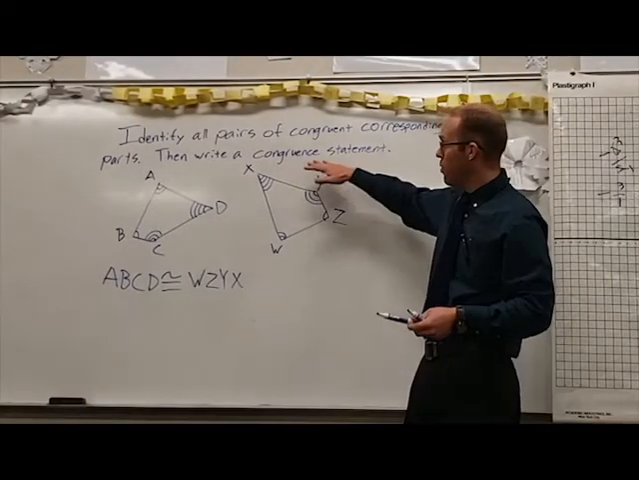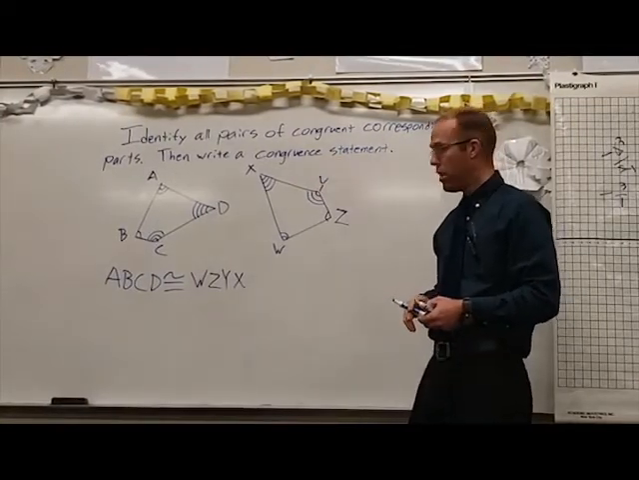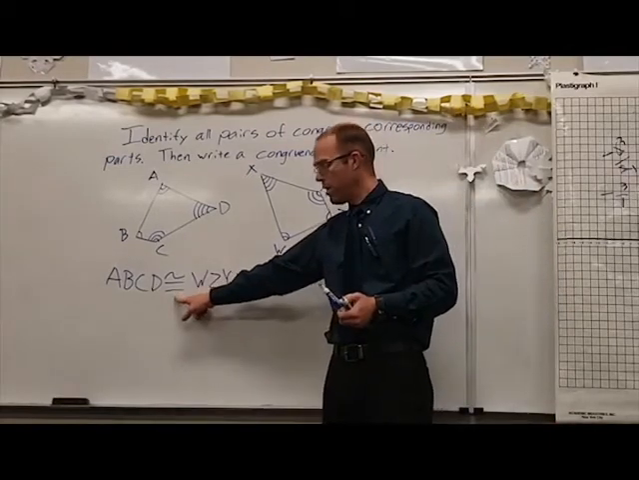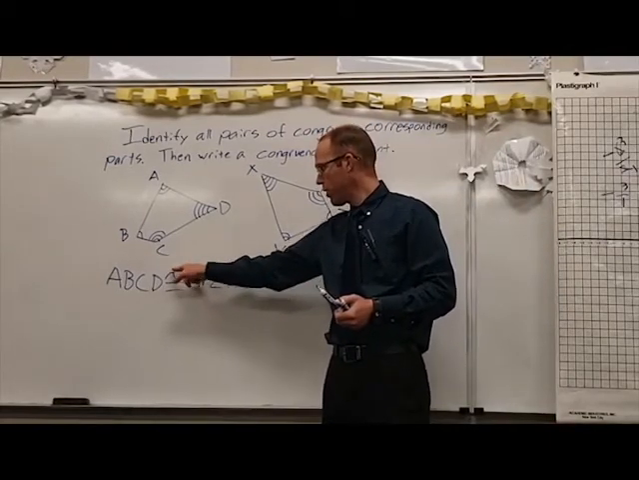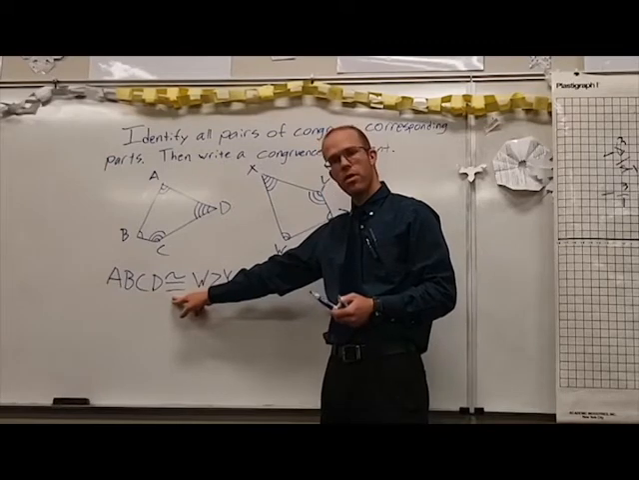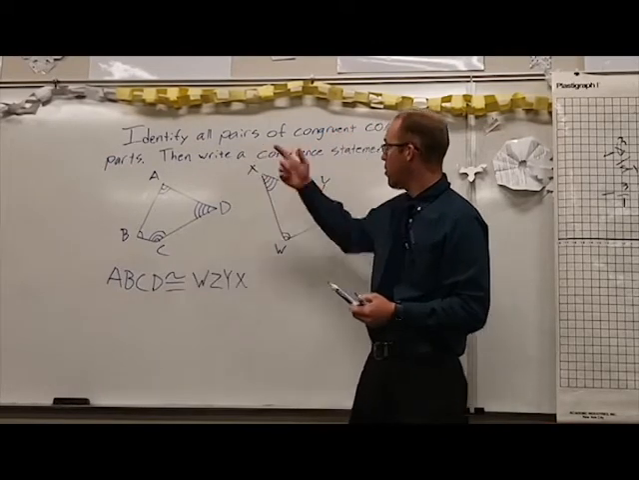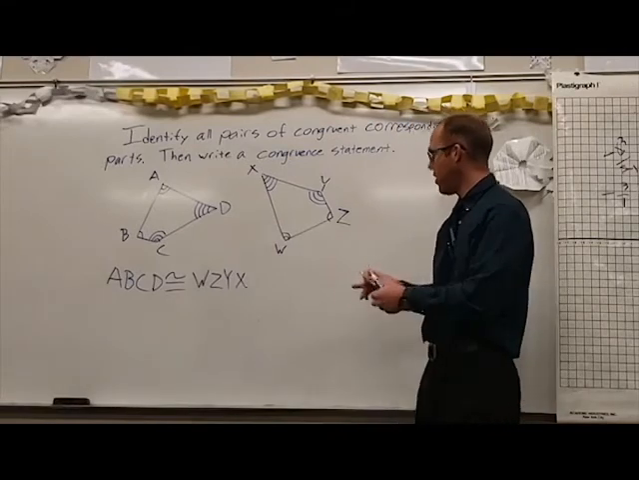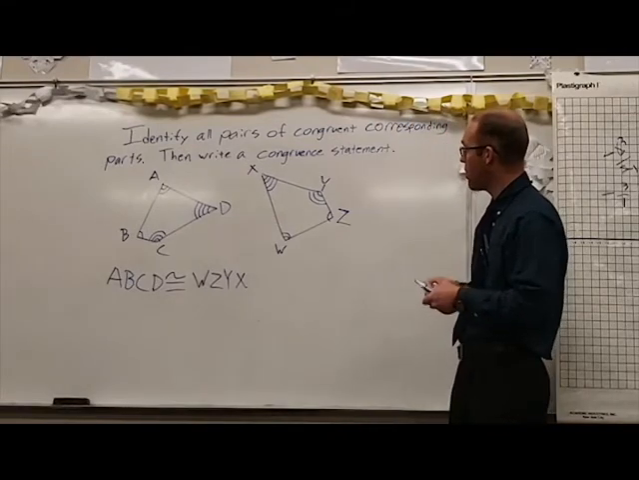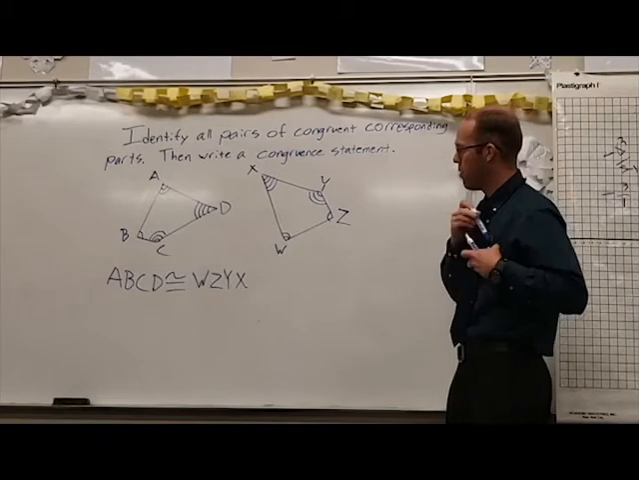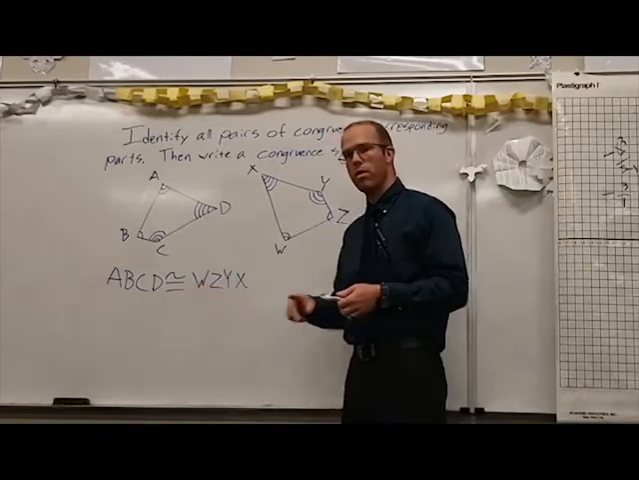For this next section, we are going to have a lot of notation, starting with this symbol right here. This equal sign with the little tilde above it is the symbol that means that two things are congruent. So our task is to identify all pairs of congruent corresponding parts and then write a congruent statement. So we're going to use this symbol for each congruence statement.